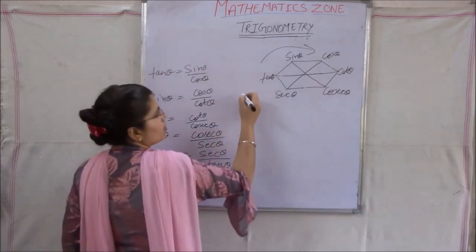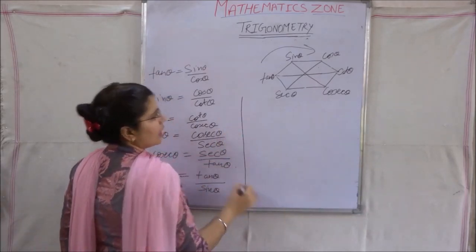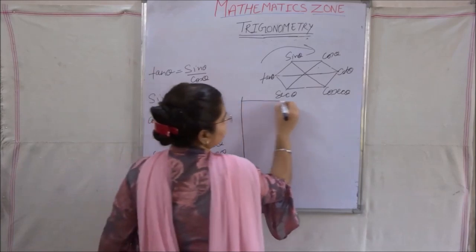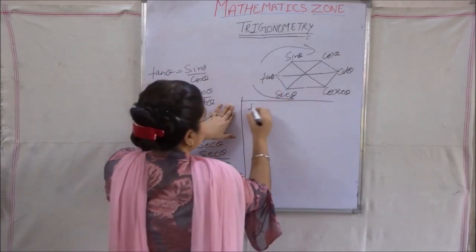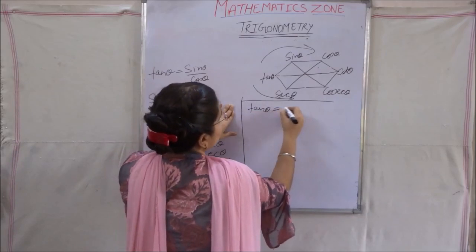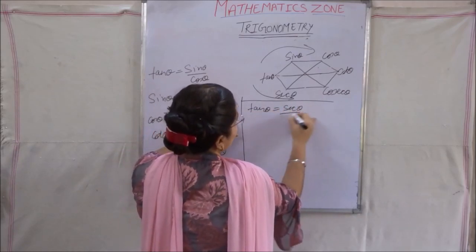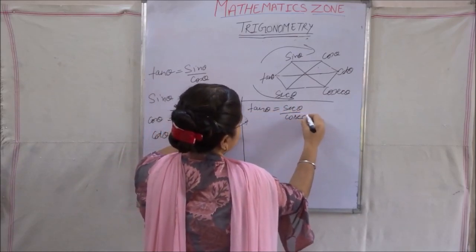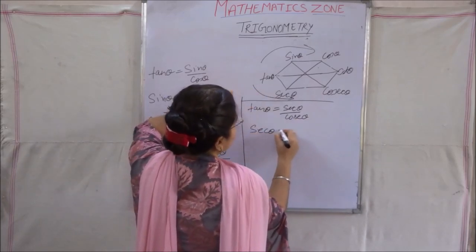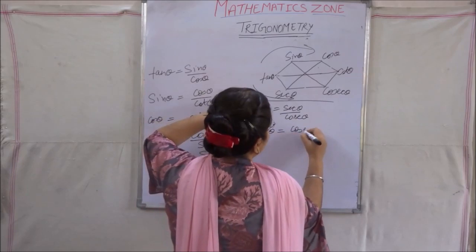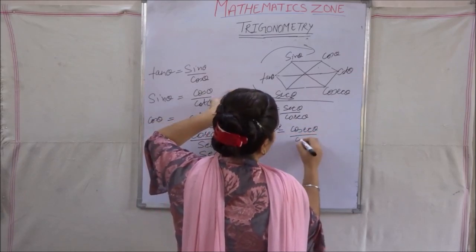That was the clockwise direction. Now we will move in an anti-clockwise direction, that is in this way. Now tan theta here will be sec theta upon cosec theta. Sec theta that will be cosec theta upon cot theta.